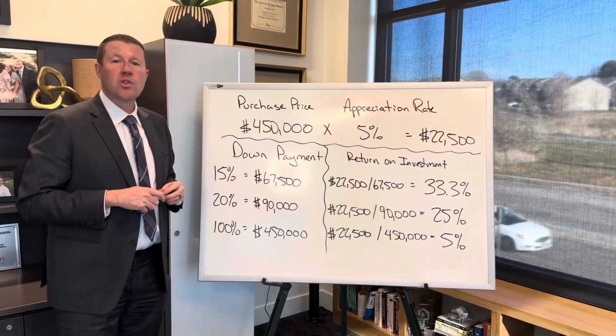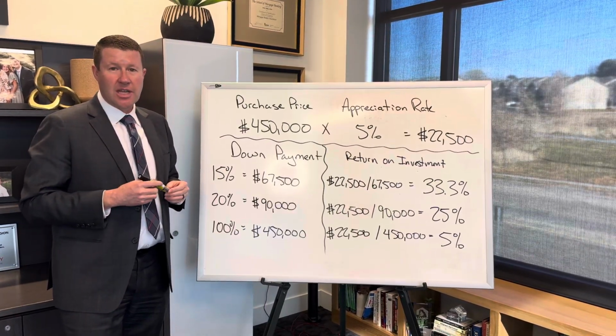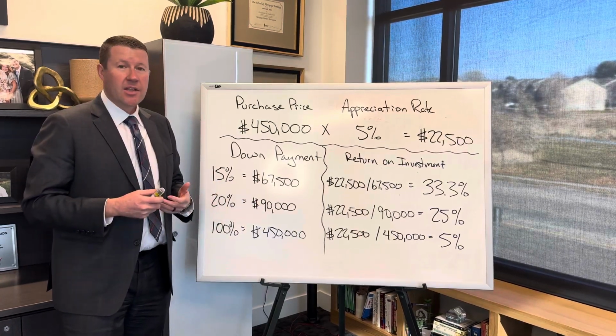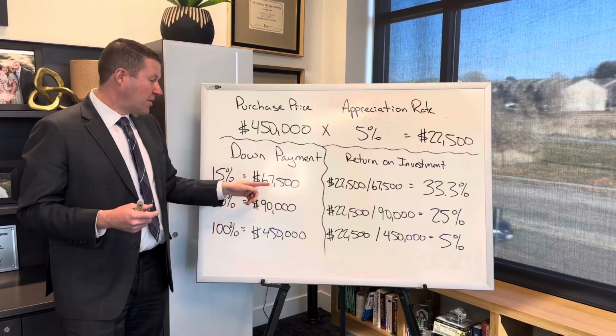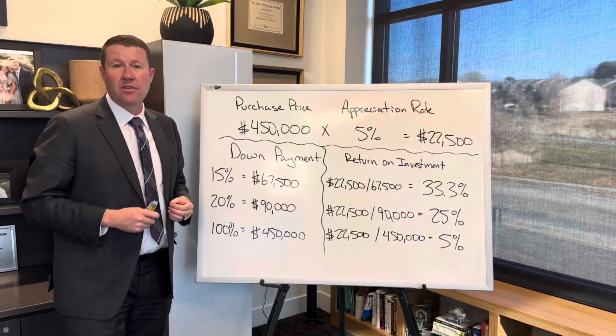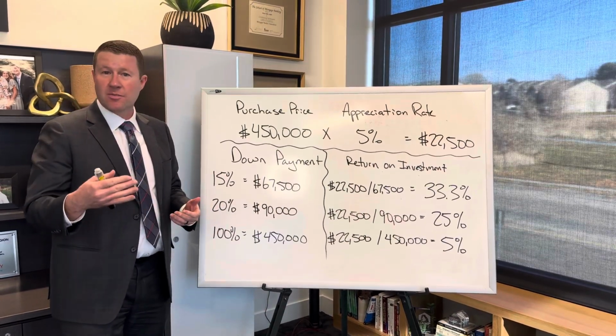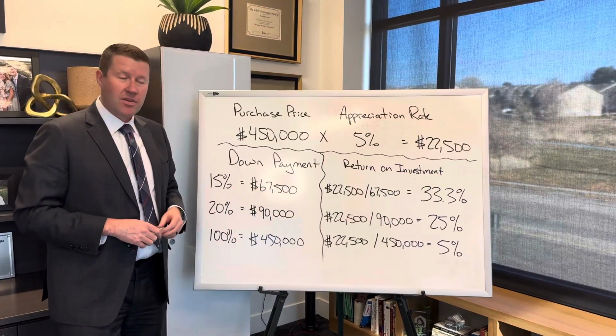Now consider this when you look at your other types of investments. Let's say that you have $67,500 in a mutual fund, and let's say that it returns 10% that year. That would be a return of $6,750 on the cash that you have put to work. So that would be your return on investment on a 10%, would be $6,750.